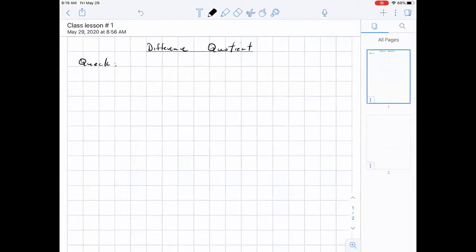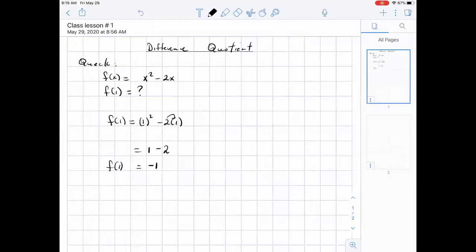Okay, so if I have f of x is equal to x squared minus 2x, okay? And if I ask you what is f of 1, then you should be able to do that, right? And yes, if I do that, then f of 1 means wherever you see x, you replace every single x value with 1. So this becomes 1 squared, which is 1, and 2 times 1, which is 2. So you end up with a minus 2. So f of 1 is equal to negative 1.